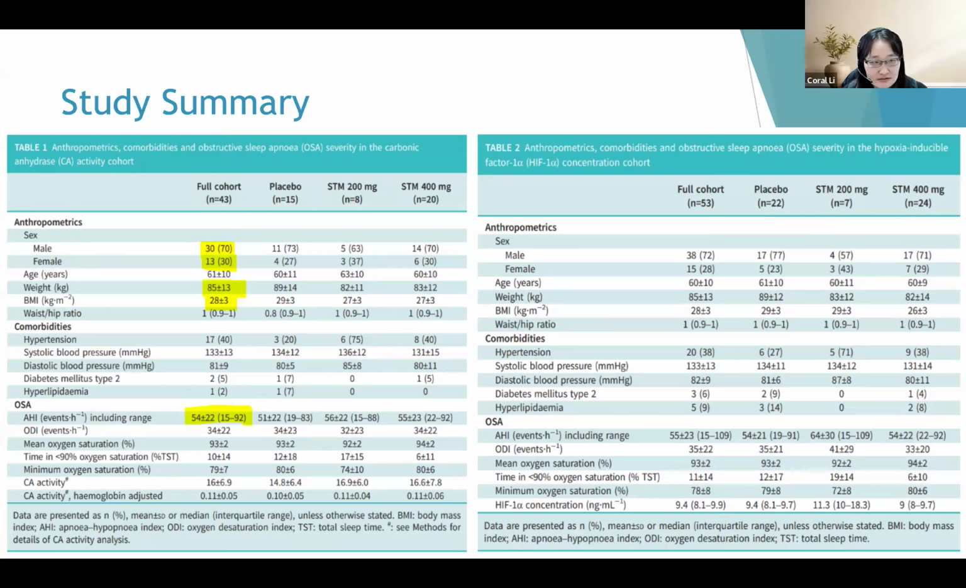Any other thoughts on this data set? Coral, there's some comments in the chat as well. Do you want me to read them? Yes, please. From Dr. Vijay Kumar: no difference in CA activity or HIF-1 between placebo and treatment. And from Dr. Matlin: depends on the height. No, I was just responding to the weight, but yes, use BMI over weight.